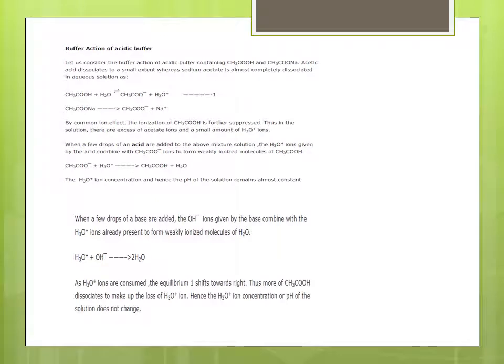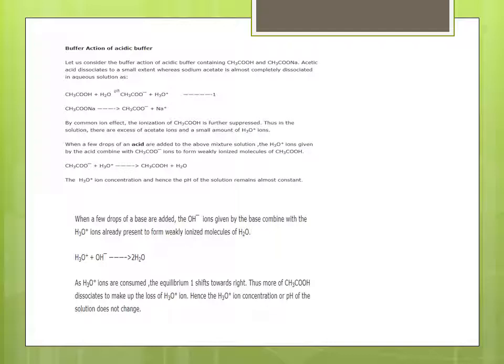Now buffer action of acidic buffer. Let us consider the buffer action of an acidic buffer containing acetic acid and sodium acetate. As usual, they dissociate into their ions. By common ion effect, the ionization of acetic acid is further suppressed. Thus in the solution, there is an excess of acetate ions and a small amount of H3O positive ions.